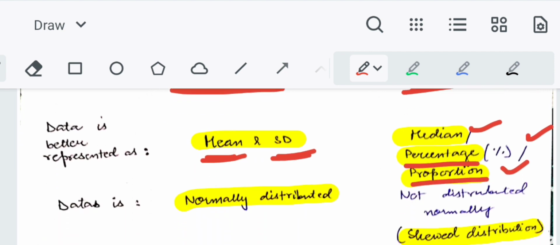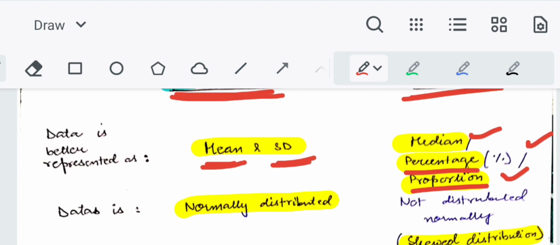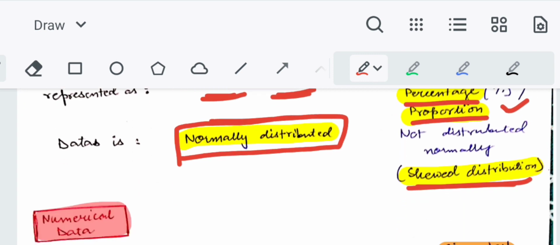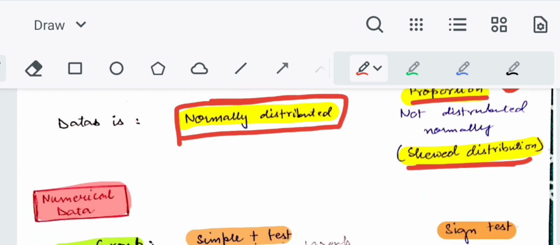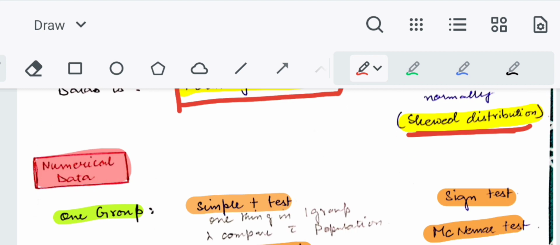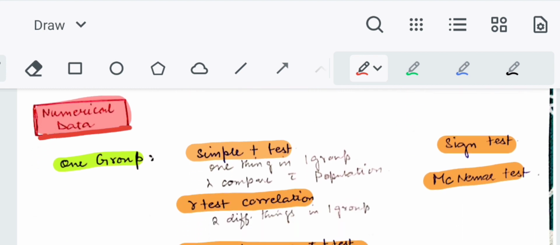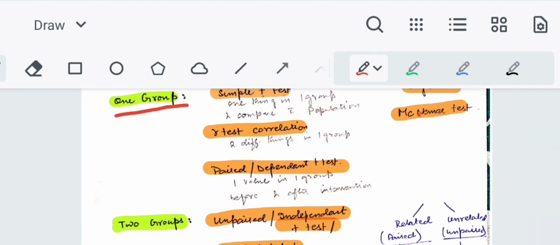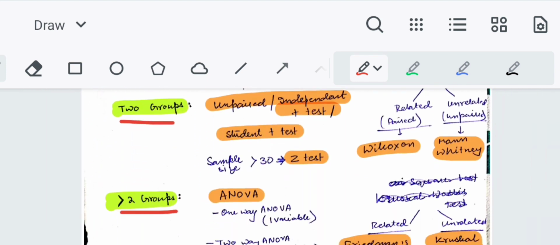In parametric test, the data is normally distributed, whereas in non-parametric test it is skewed distributed data. Okay, so now let's see the types of parametric and non-parametric tests. In numerical data, we divide the tests into one group, two groups and more than two groups, right?